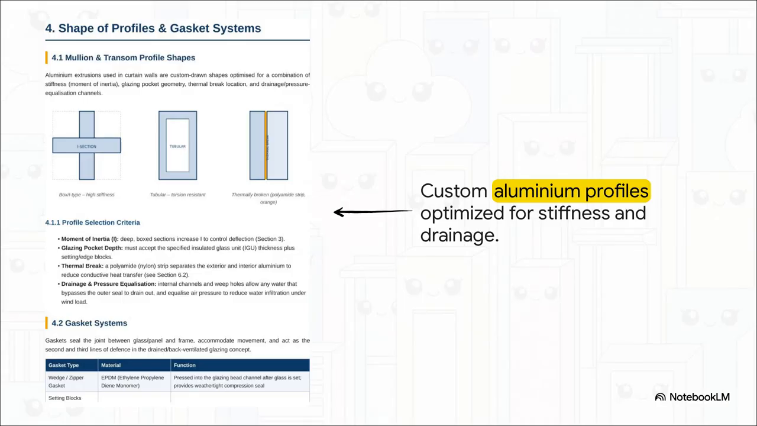Zooming in on the hardware, you'll see curtain walls definitely don't use off-the-shelf pipes. Engineers select highly customized aluminum extrusions optimized for multiple jobs at once. Not only are they shaped for that stiffness we just talked about, but they feature complex internal geometries. We're talking built-in drainage channels to weep out any trapped water. And you see that little polyamide strip? That is a thermal break. It literally separates the outside aluminum from the inside aluminum, stopping heat transfer in its tracks.